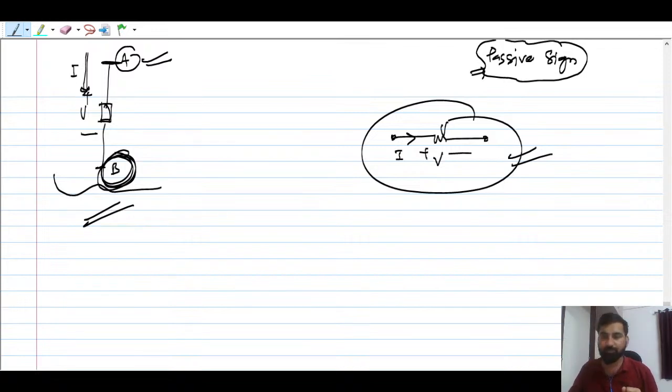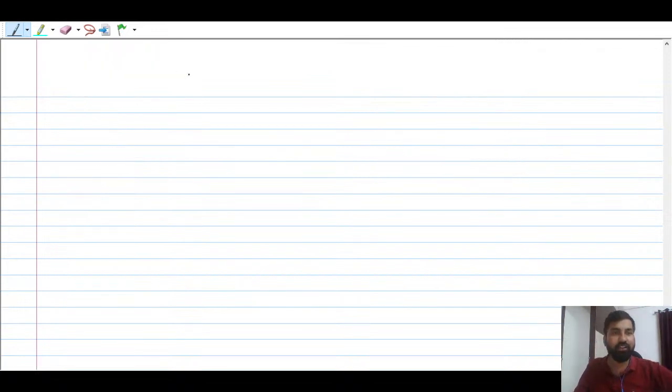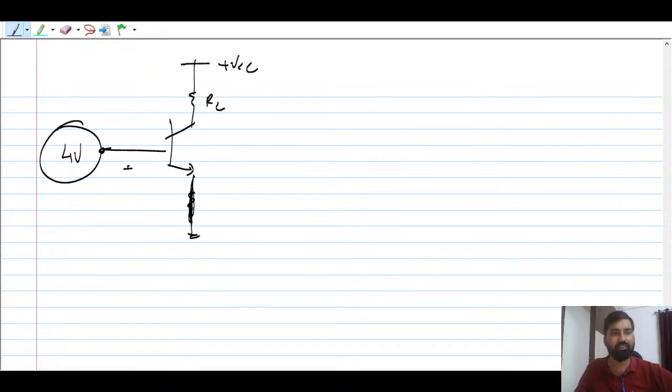Remember what I want to say here is, see, suppose this is a BJT, and this is plus VCC, and RC is there. Suppose there is 4 volt, and there is a plus to minus 0.7. You can never make it minus plus here. The terminals' potentials are fixed, you cannot change anything.